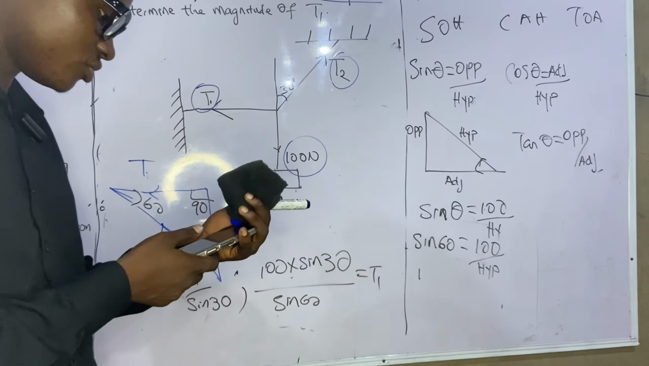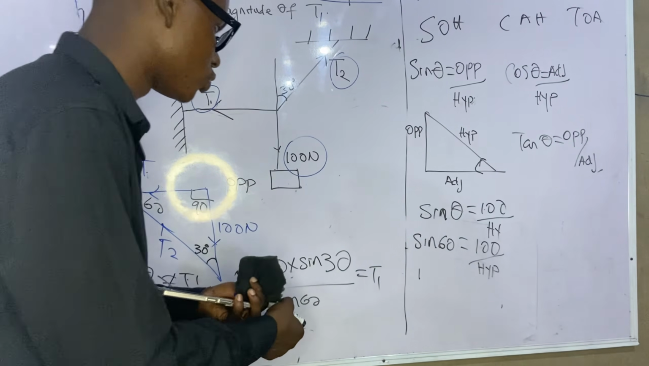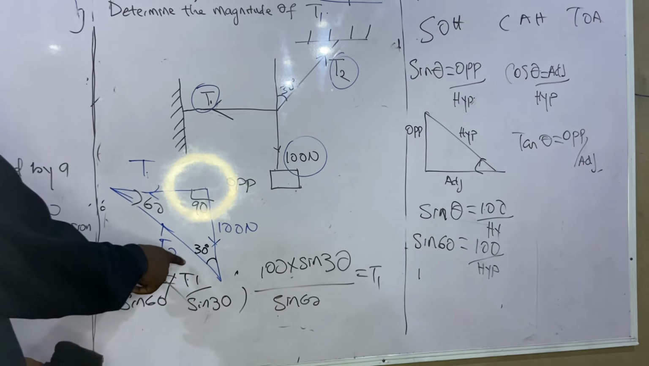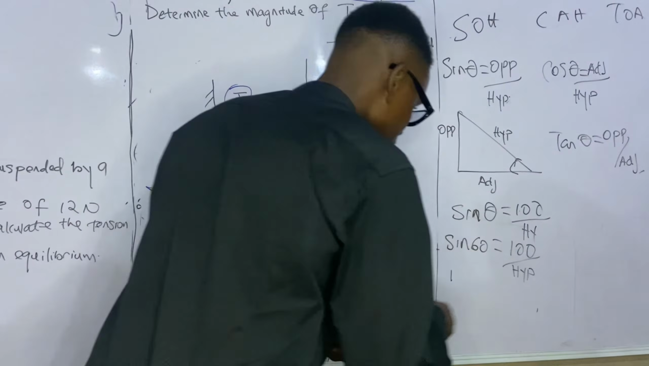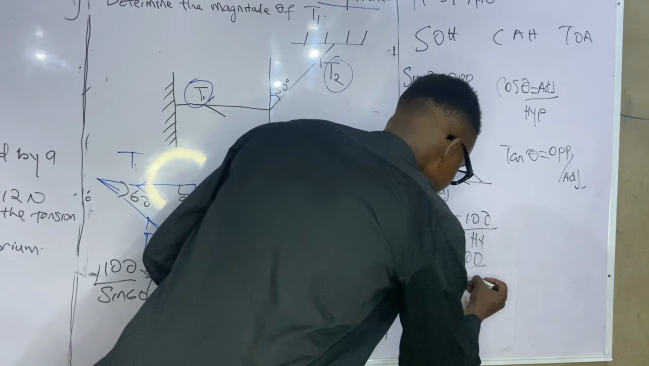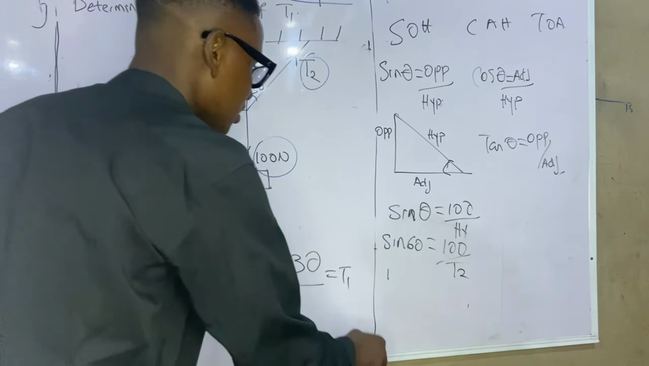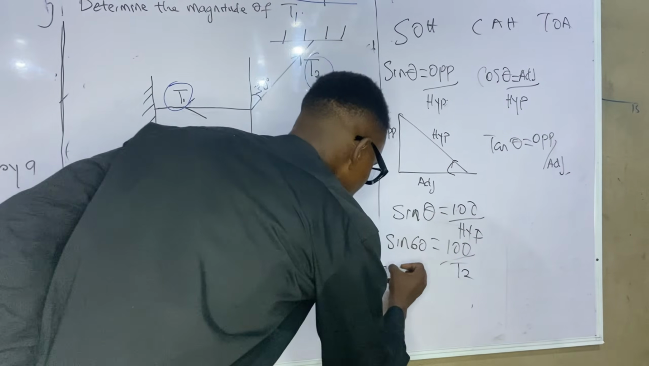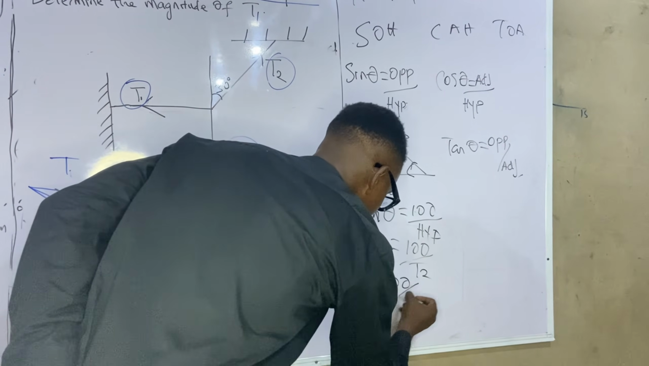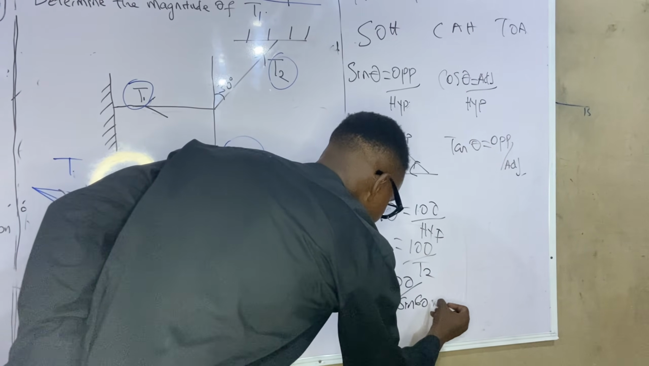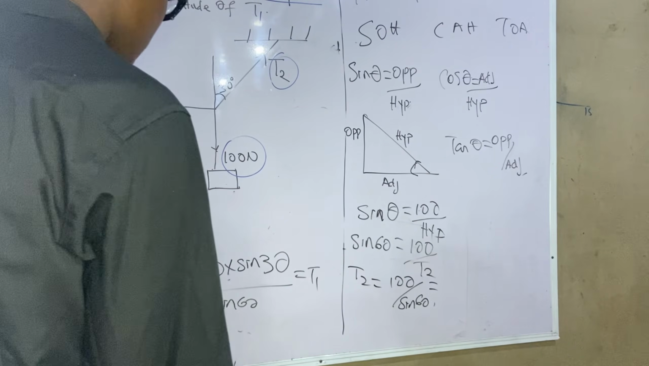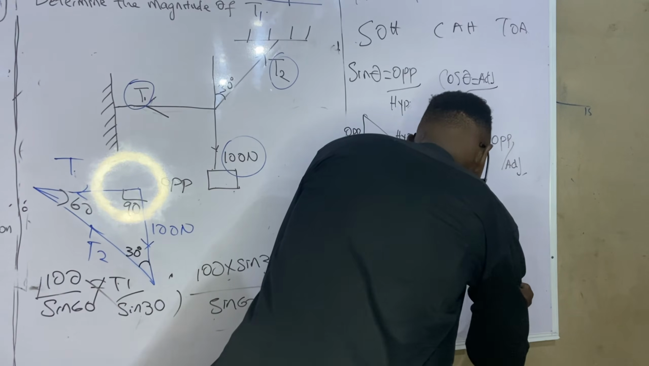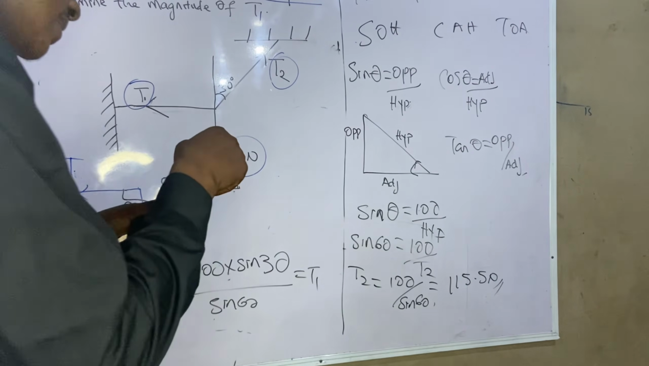So that is 100 divided by sine 60. Remember, this hypotenuse is T2, the longest side. So T2 is 100 divided by sine 60. That will give you 115.5 Newton. So we've gotten our T1 and our T2.